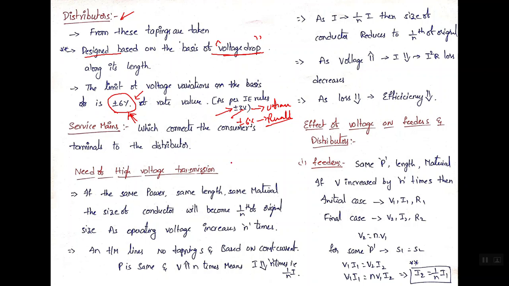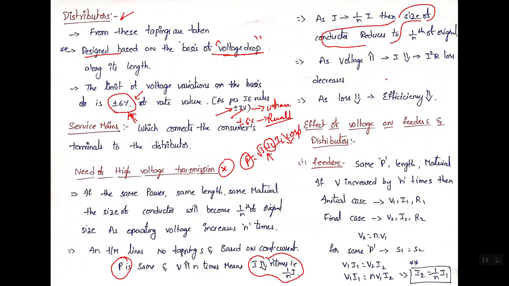Here I have given the need of high voltage. What is the need of high voltage? We know that power P is equal to root 3 VL IL cos phi. For the same power, if the VL value is high, then the current value will be low. As the current decreases, the size of the conductor reduces. As current decreases, I square R loss also decreases. So as loss decreases, efficiency increases.